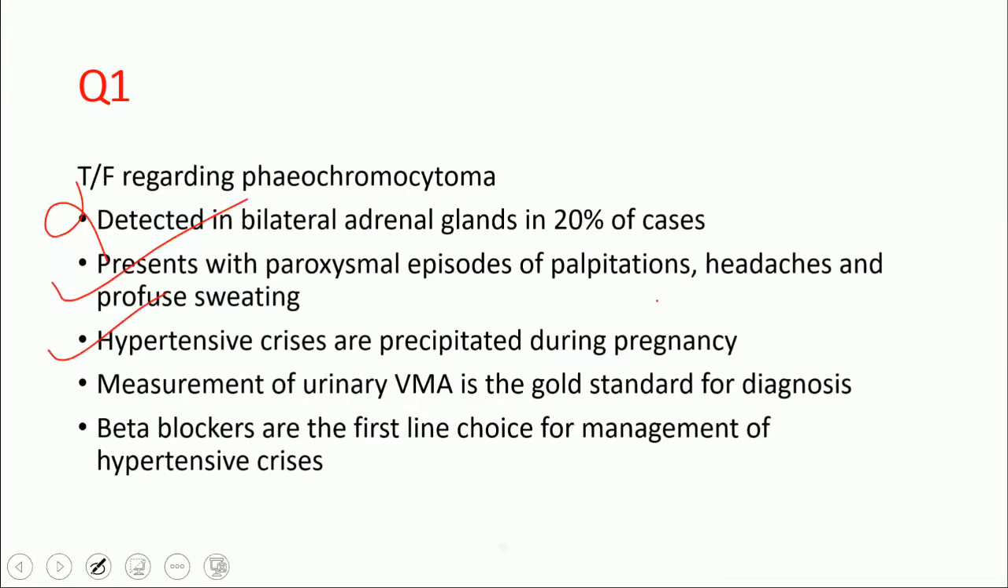Measurement of urinary VMA is not now the gold standard. Now we usually use metanephrines in plasma as the gold standard.